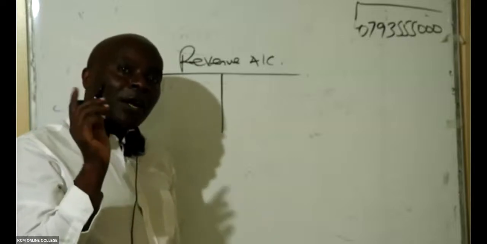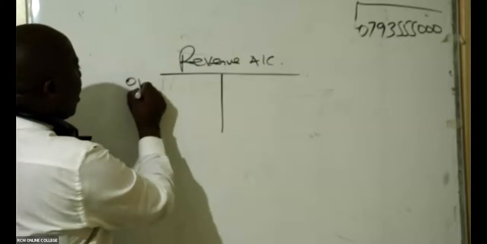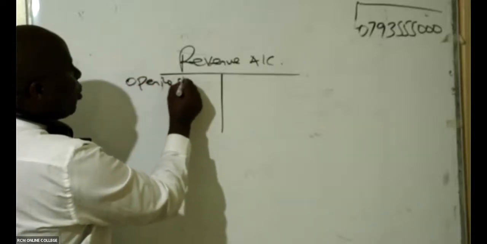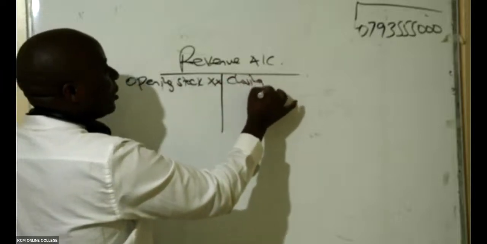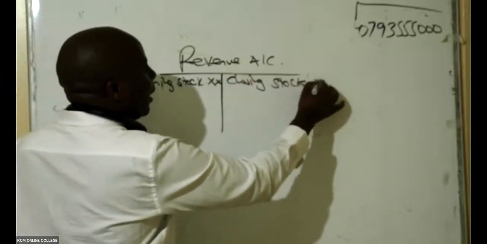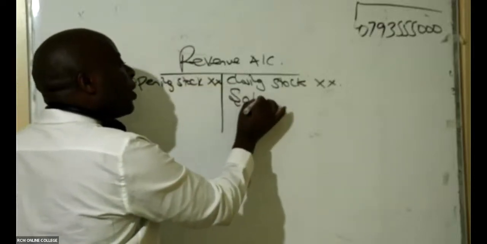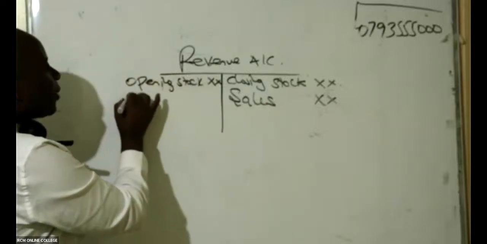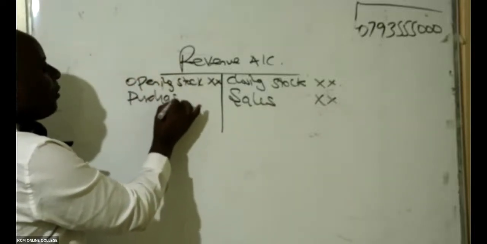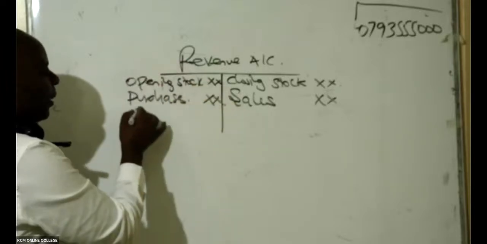And in this revenue account, the standard tells us, you have to have opening stock on the debit. We are going to have closing stock at the end of the year on this side. If we sell anything, we are going to have sales on this side. If we purchase, we are going to have purchases on this side.